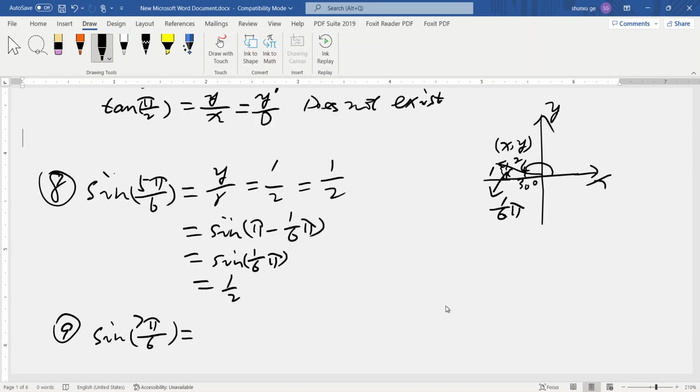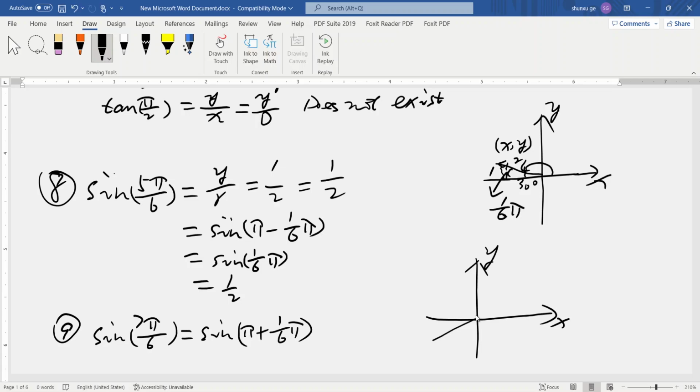Okay, same. We find the coordinate x, y here. So we can write to here. So that means 7 pi over 6 is equal to pi plus 1 over 6 pi. Okay, so that means the angle is here. So this part, the reference angle, is 1 over 6 pi, here.